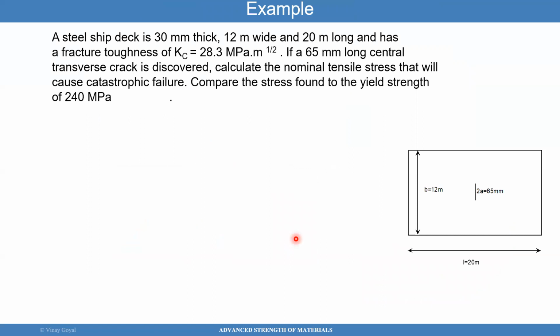So a steel ship deck is 30 millimeter thick, 12 meters wide, so that's this right here, 20 meters long, which is this one here, and has a fracture toughness of 28.3 megapascals square root of m. So that's a material property, measured in advance. If you have a crack length that's 65 millimeters, calculate the nominal tensile stress that will cause catastrophic failure. So we want to know what tensile stress can be applied to this system before failure occurs.